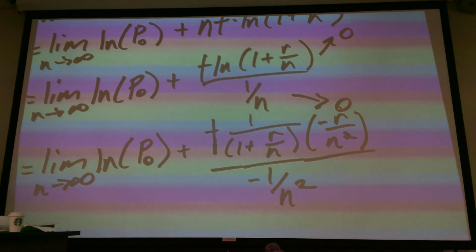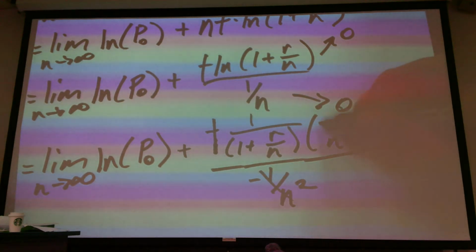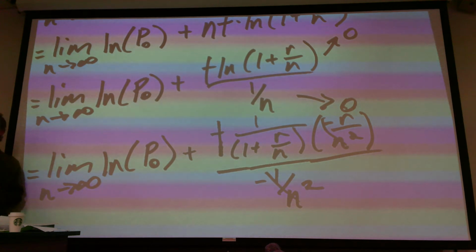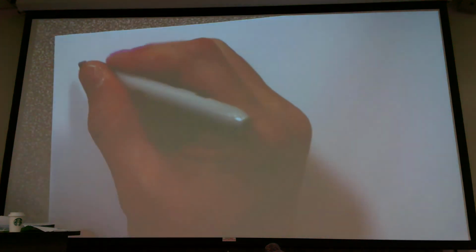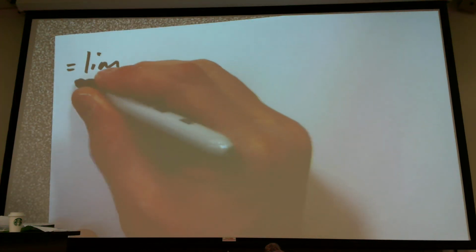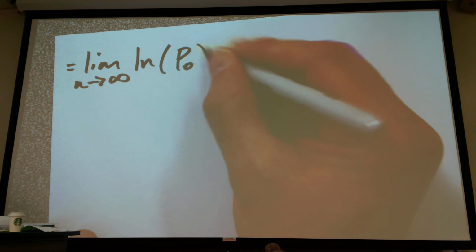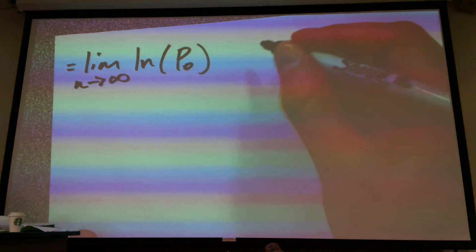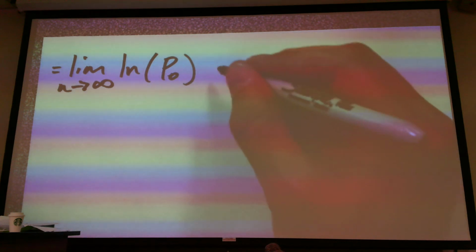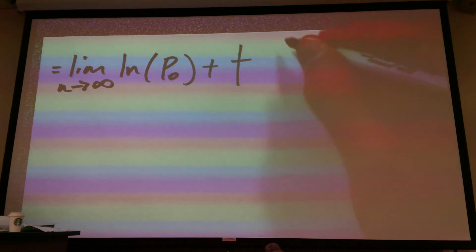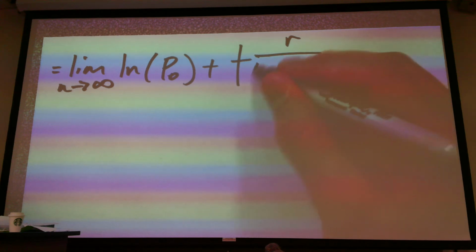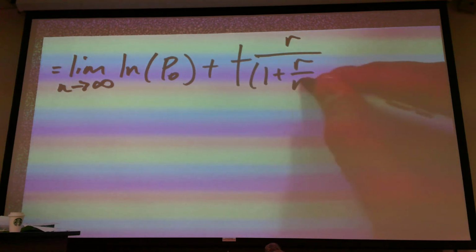So what are we going to get from this? We're going to kill off the negative 1 over n squared, but we're going to leave the r alone. And so that's going to equal the limit as n tends towards infinity of the natural log of p naught plus t times r divided by 1 plus r divided by n.